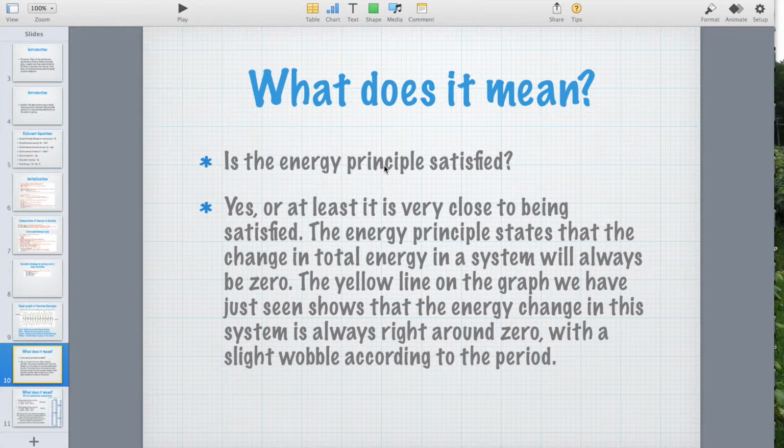The first conclusion question is, is the energy principle satisfied? This was shown somewhat on the last slide, but to put it more bluntly, yes, or at least very close to being satisfied. The energy principle states that the change in total energy in a system will always be 0. The yellow line on the graph just seen shows that the change in total energy in this system is just about zero, with a slight wobble for the entire course of the motion.